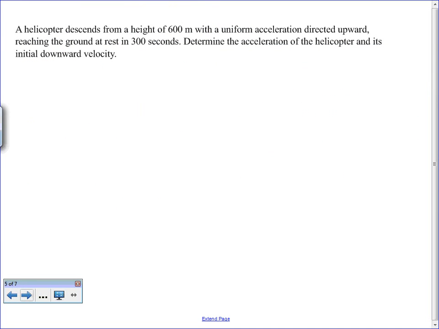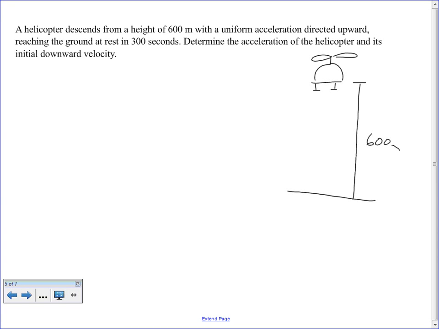For this next problem, we have a helicopter descending from a height of 600 meters with a uniform upward acceleration. So I'm going to look at this helicopter, and it's going down 600 meters. We don't know what this initial downward velocity is, but we do know that the velocity is 0 at the bottom. And we do know that it takes 300 seconds for this to happen.